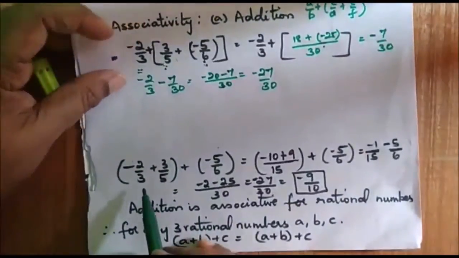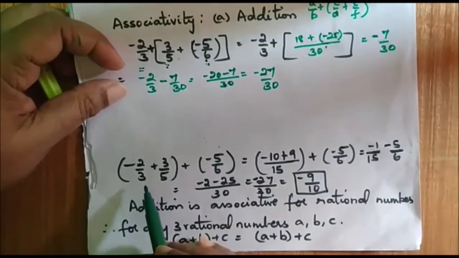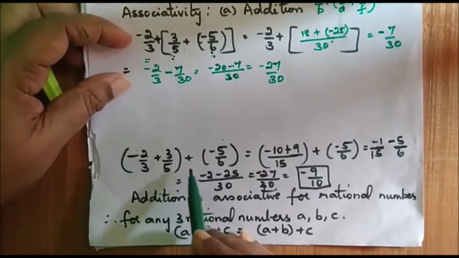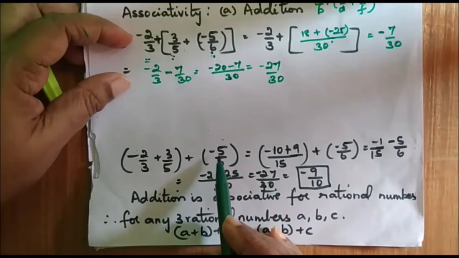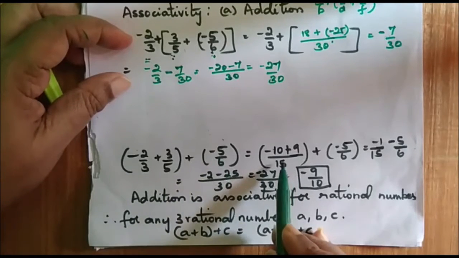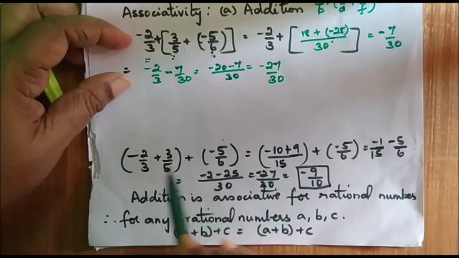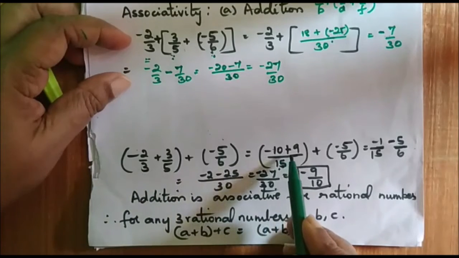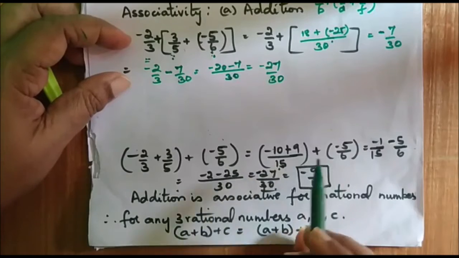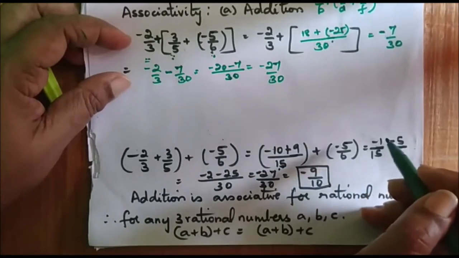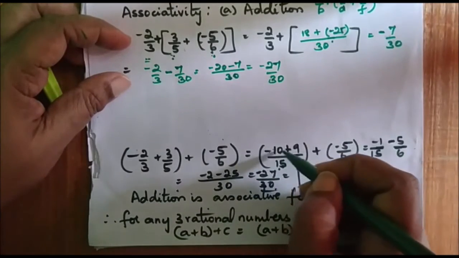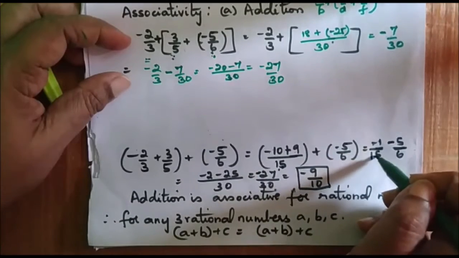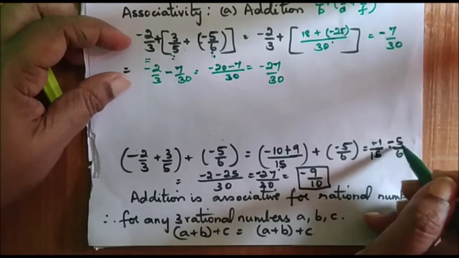So I have done this here. Minus 2 by 3 plus 3 by 5. I added plus minus of 5 by 6, I have taken the LCM as 15. 15, 3 goes in this 5 times, so it is minus 10 plus 9, to which I have to add minus 5 by 6. So I get minus 10 and plus 9 is minus 1 by 15 minus 5 by 6.